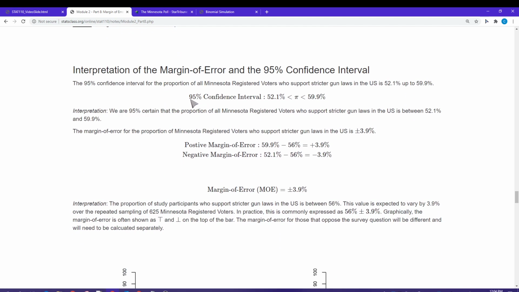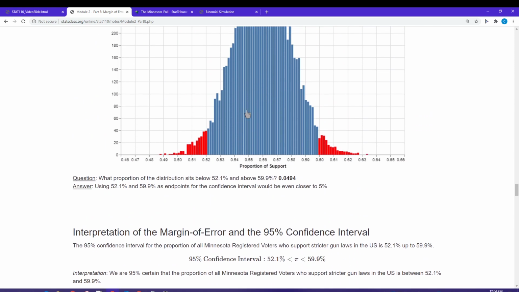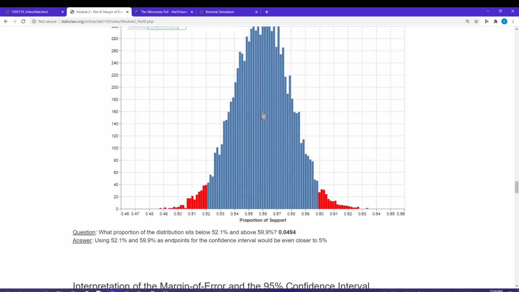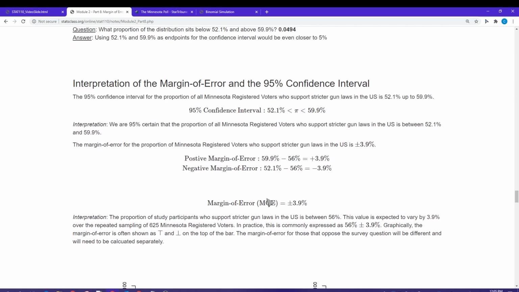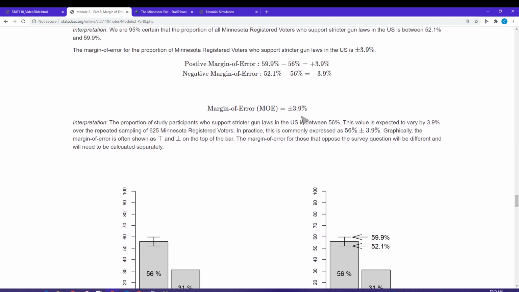So once again, the confidence interval is the entire range here, the 52.1 up through the 59.9. And these are the values that are likely to occur in the reference distribution. So a confidence interval goes after the likely values. The margin of error for this example would be plus or minus 3.9%.